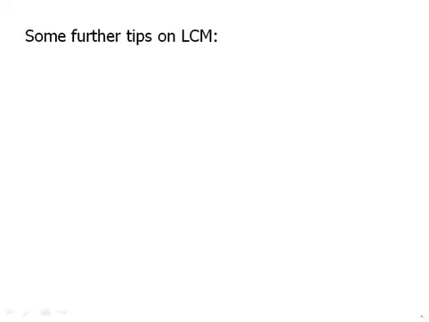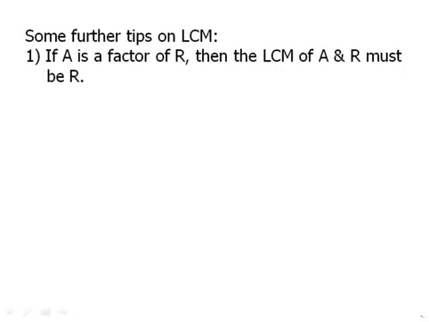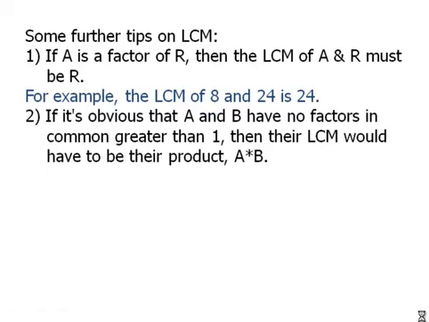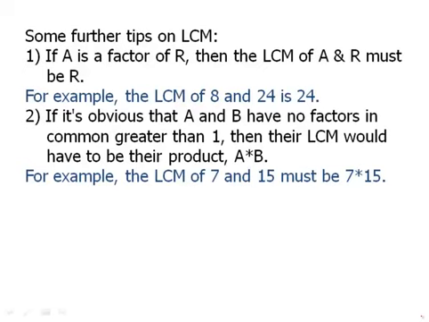Some further tips on the least common multiple. If A is a factor of R, then the least common multiple of a number and its multiple must be R. So for example, the least common multiple of 8 and 24 has to be 24. That's very important. Another important thing: if it's obvious that A and B have no factors in common greater than 1, in other words, the greatest common factor is 1, then the least common multiple has to be their product, A times B. So for example, the least common multiple of 7 and 15 must be 7 times 15. And again, this is the type of thing you should just be able to see. You shouldn't have to follow any procedure to see that 7 and 15 have no factors in common.